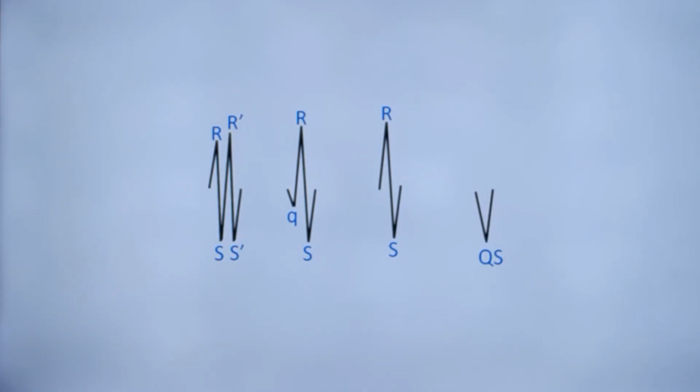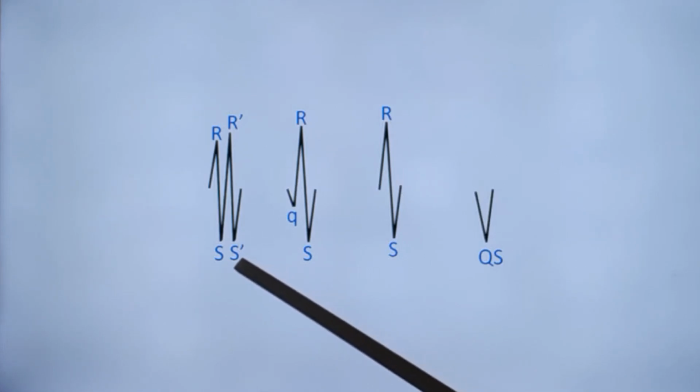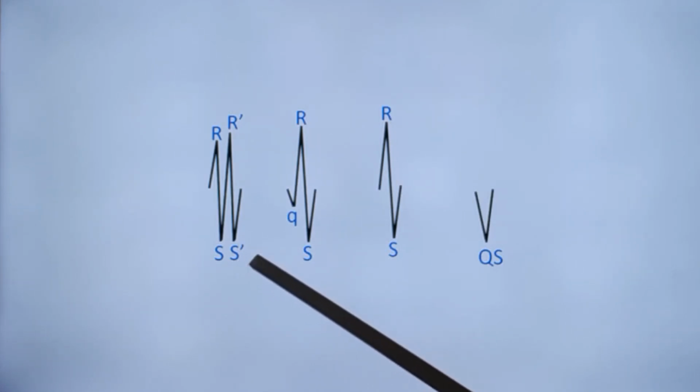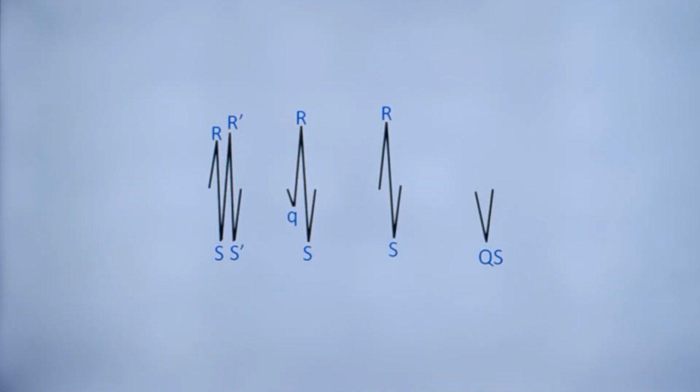Now what if there are more number of waves and lesser number of waves? If there is an additional S wave, it is known as S prime wave, so that it becomes RSR prime S prime complex.